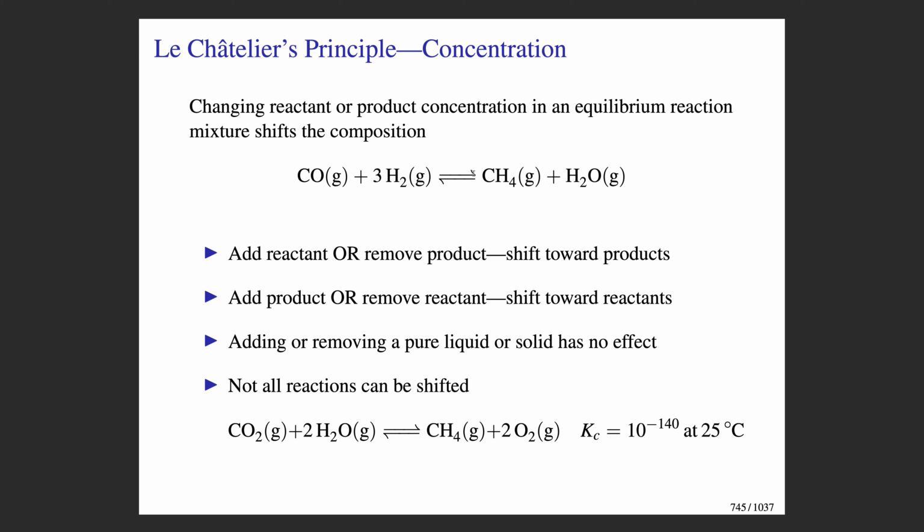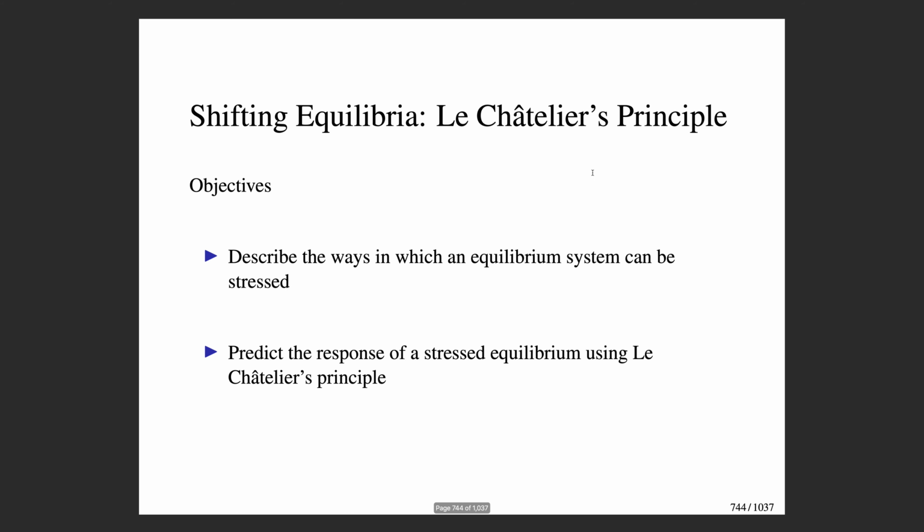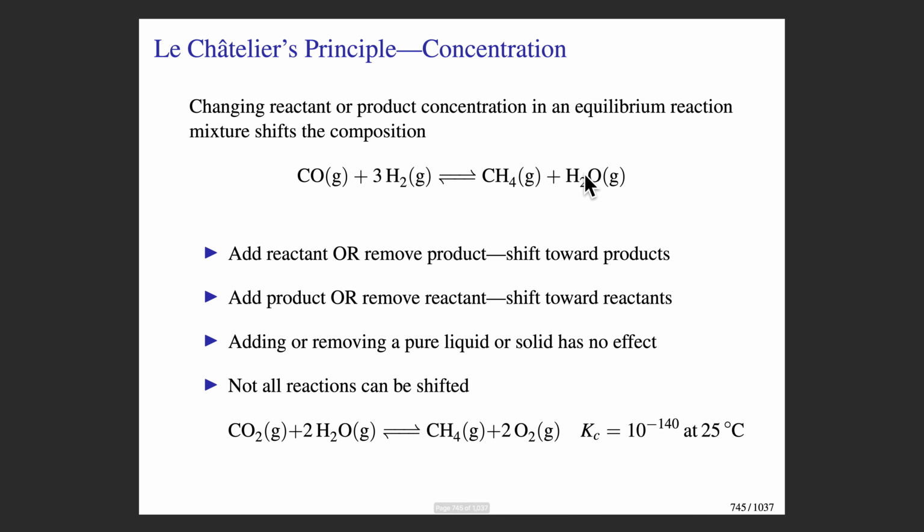Alternatively, you could add a product. So you could add water vapor to this reaction mixture, increasing the concentration of the water vapor. What that's going to do is push the reaction towards the reactant side. So you'll dump in some water vapor, you'll find that the amount of methane is going to decrease a little bit, and the amount of carbon monoxide and the hydrogen gas is going to increase by a little bit. Okay, so a shift towards the reactants whenever you add a product.